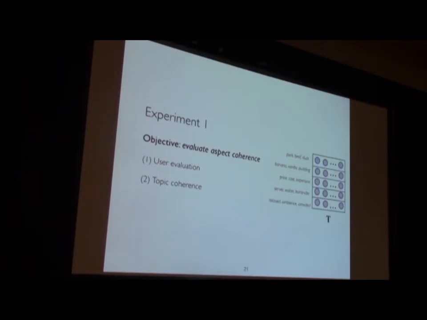The first experiment is to evaluate whether the top terms for each aspect are semantically coherent. We did this through two approaches: user evaluation and using topic coherence as a metric.